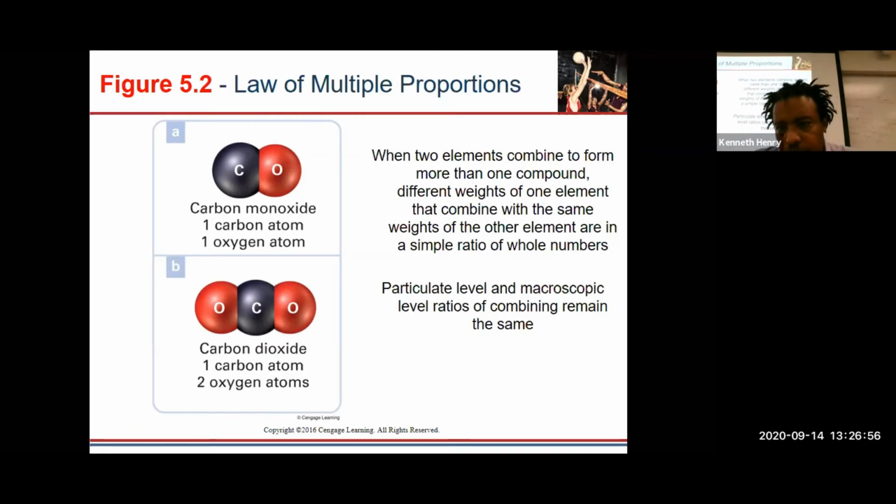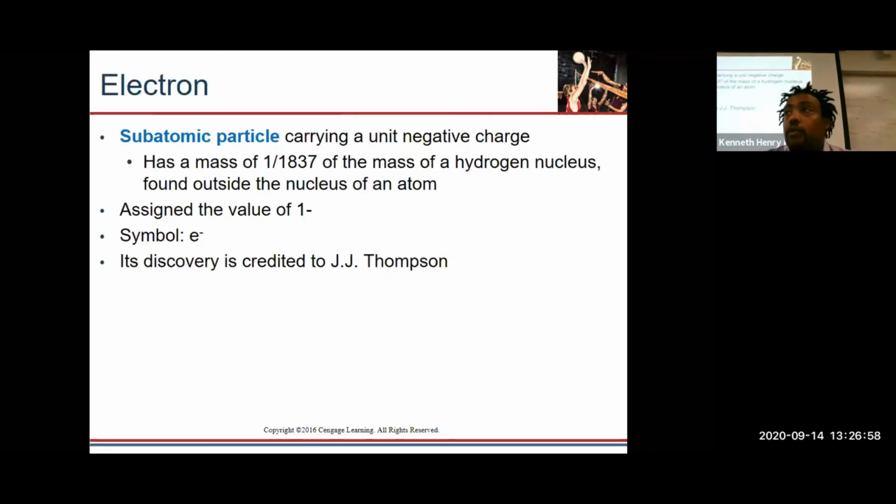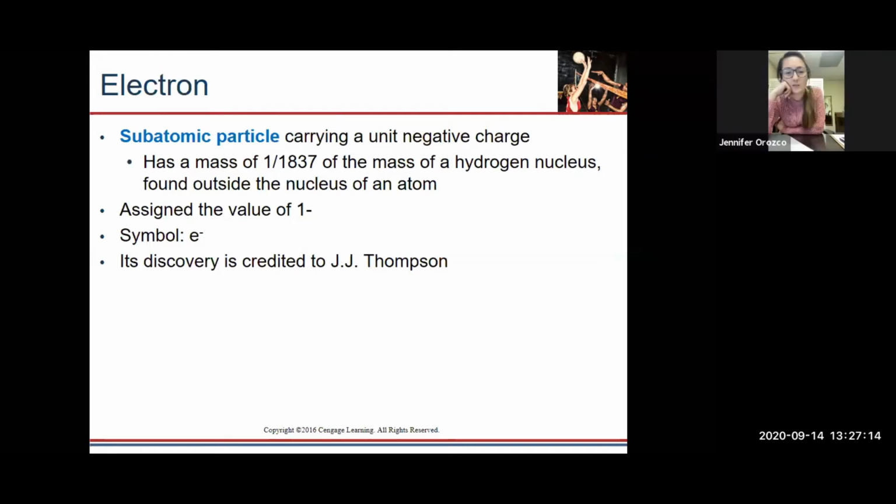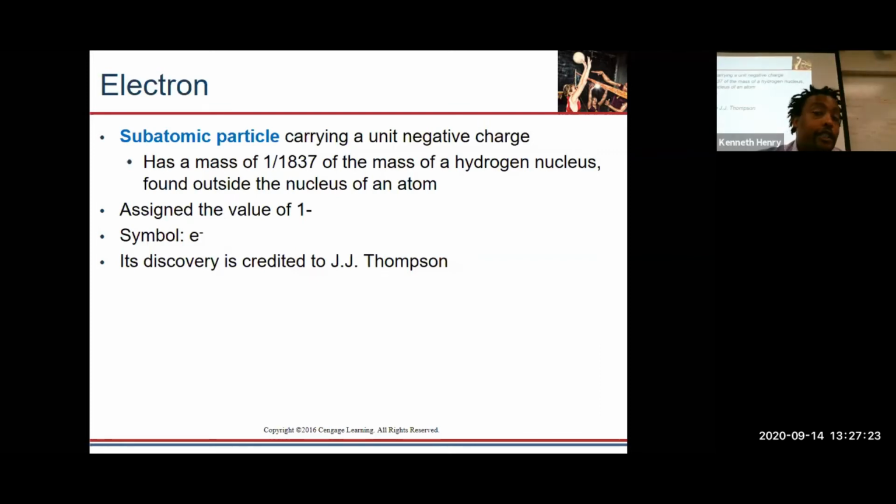Okay, so the electron. You guys remember what an electron is? I'm sure we talked about that. It's the particles that are negatively charged around the shell of the atom. The nucleus, you mean, right? Yeah, of the nucleus. Yes, that is correct.